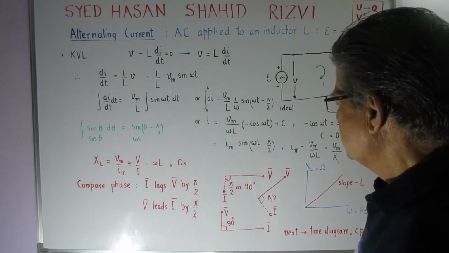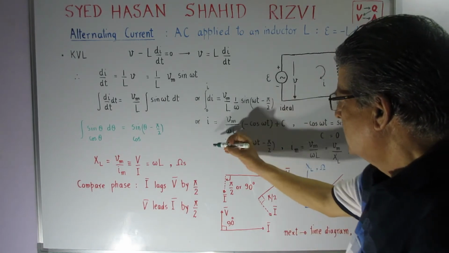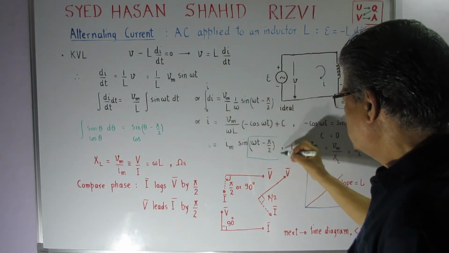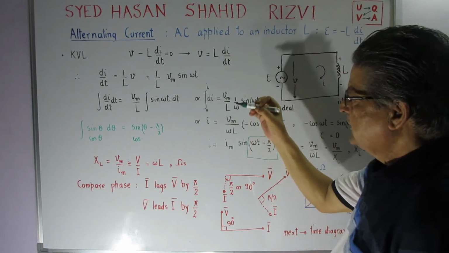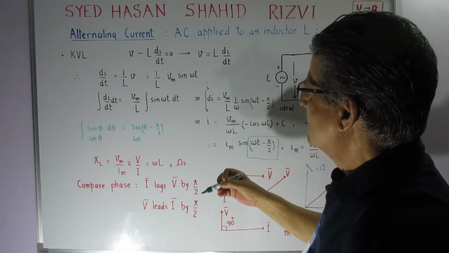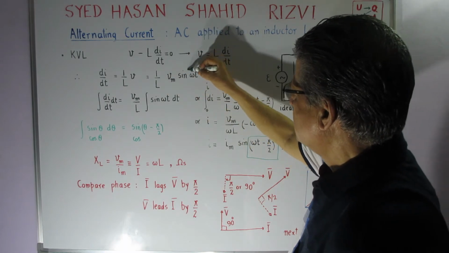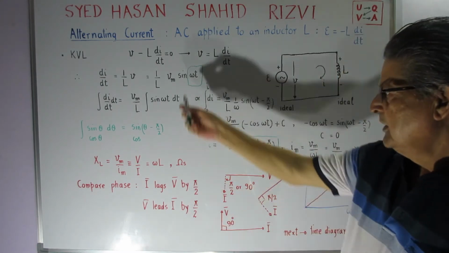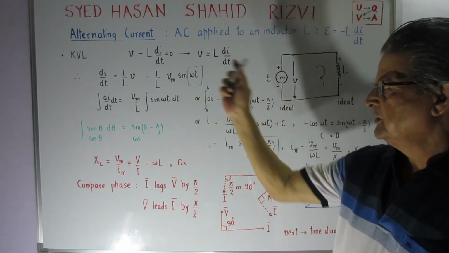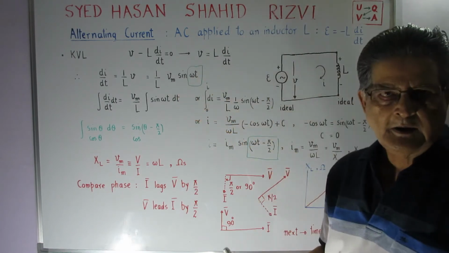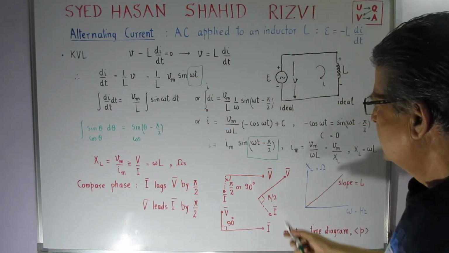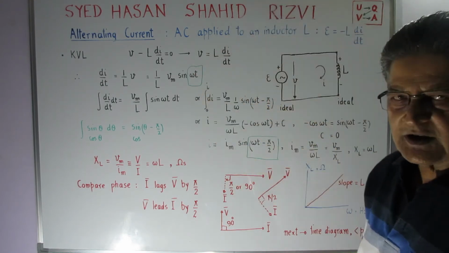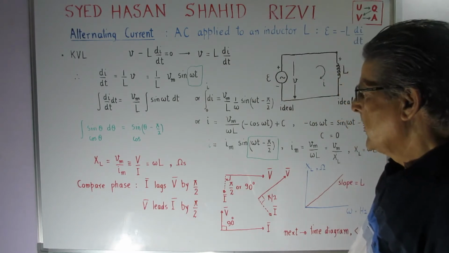Now we compare the phases. Compare the phase of what? For I, the phase is omega t minus pi by 2, and here the value of V is equal to Vm sin of omega t, the phase is omega t. Of course, we can compare the phases if this is also sine and this is also sine, or this is cosine and this is also cosine. That way we find that the phase in the case of current is less than the phase in the case of voltage.